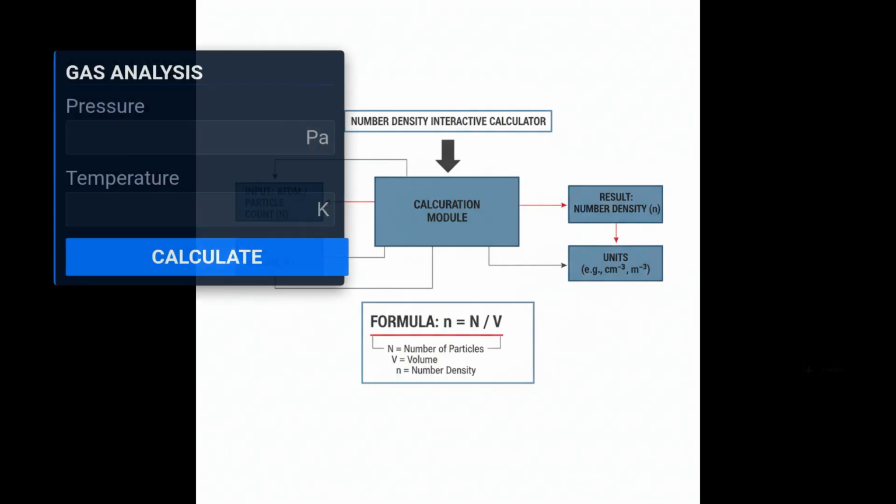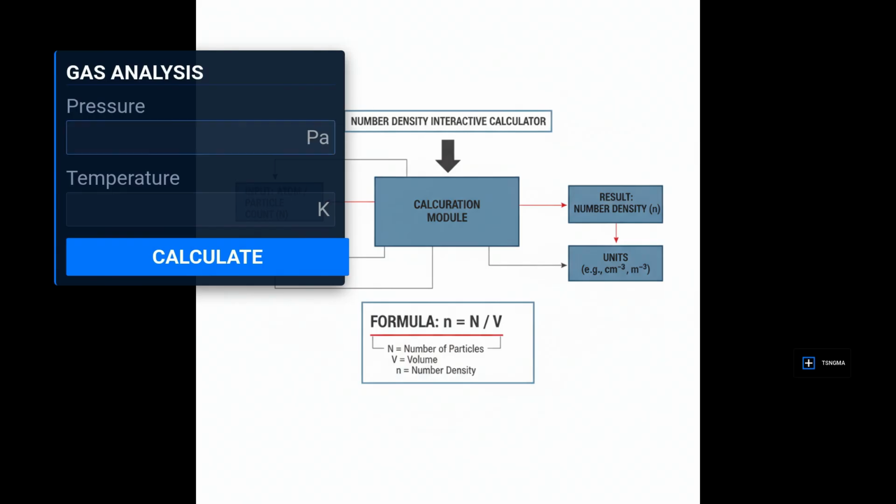The input fields adapt based on your selection. For our mode, we need pressure in pascals and temperature in Kelvin. Other modes require mass density in kilograms per cubic meter, molecular mass in grams per mole, number density in particles per cubic meter, collision cross-section in square meters, electron density in particles per cubic meter, or electron temperature in Kelvin. Let's work through an example.